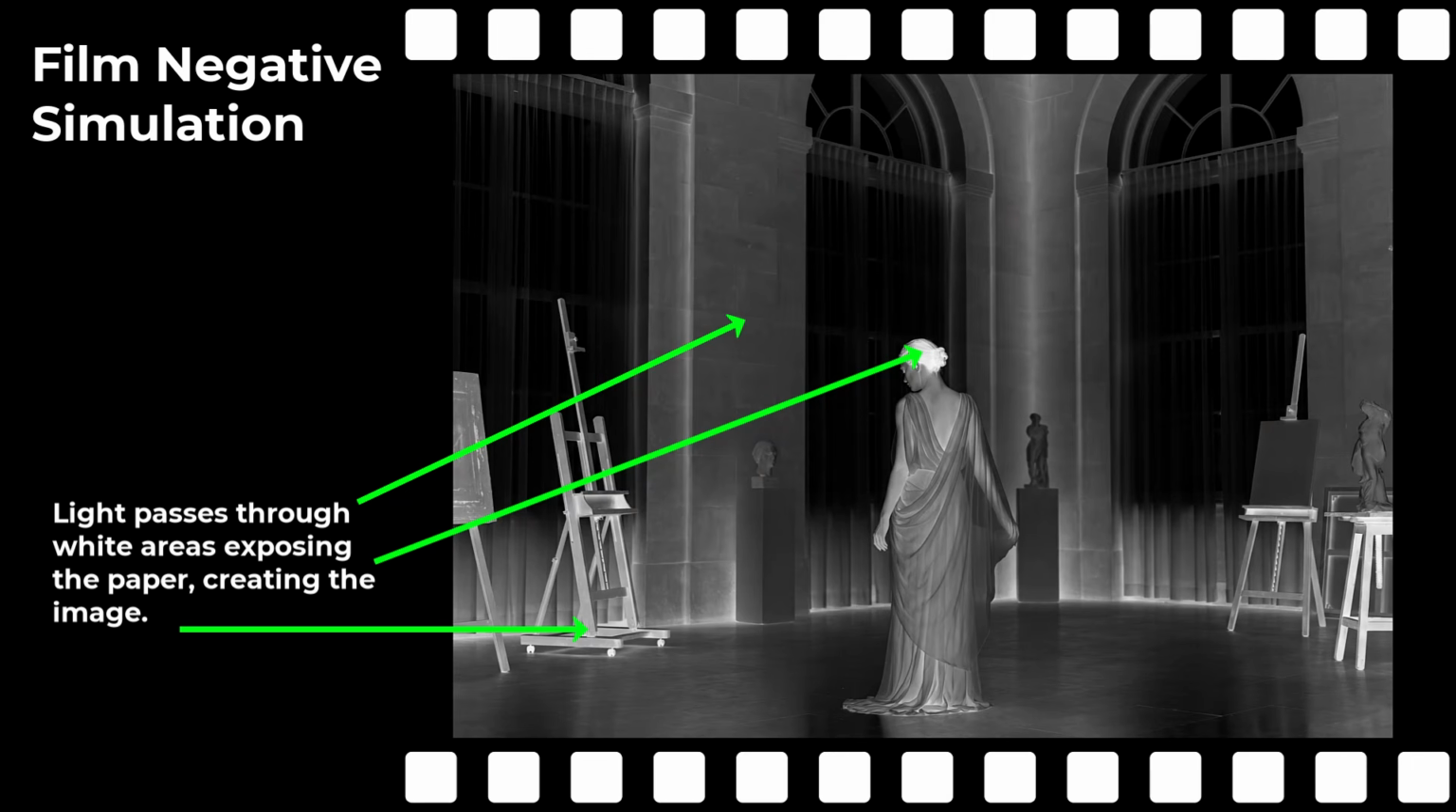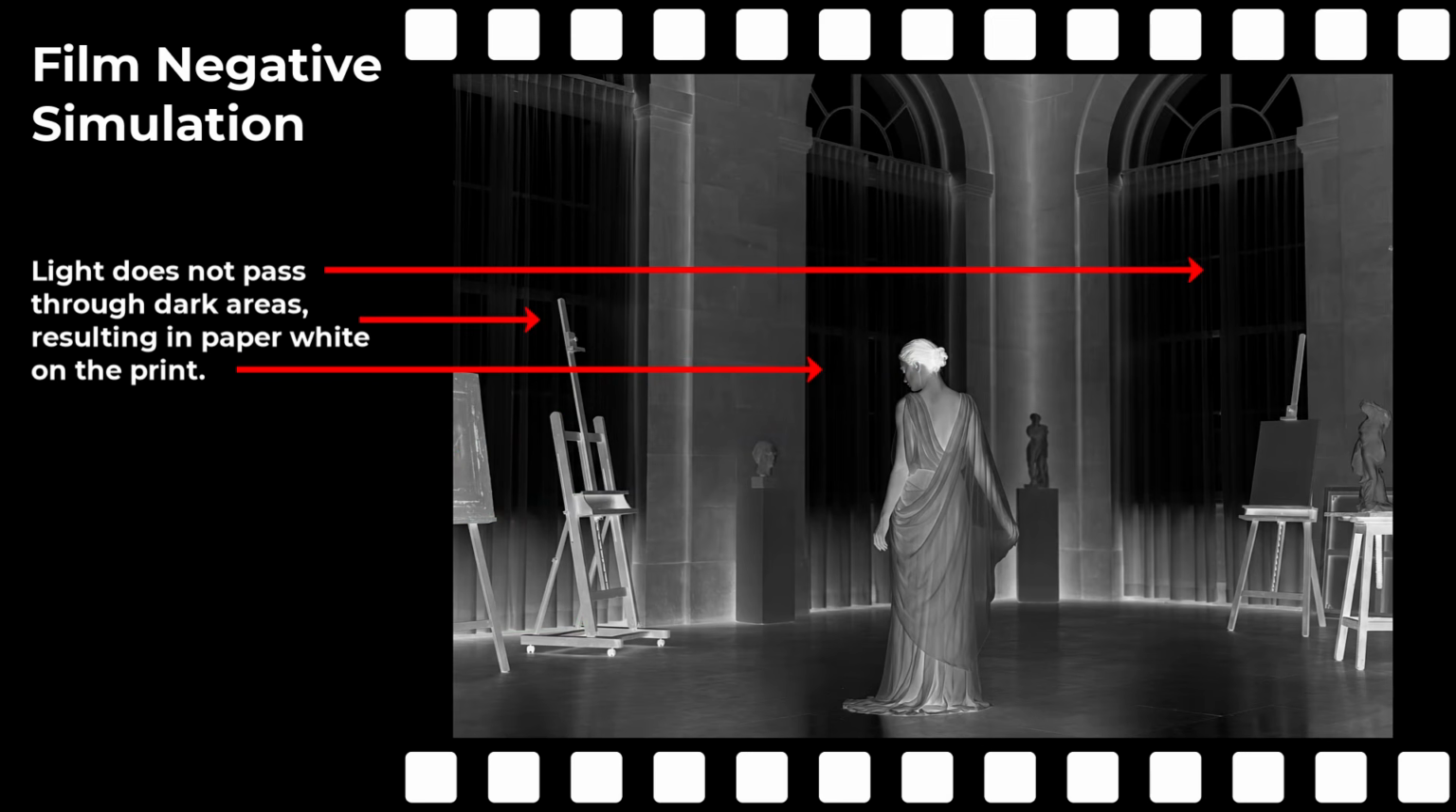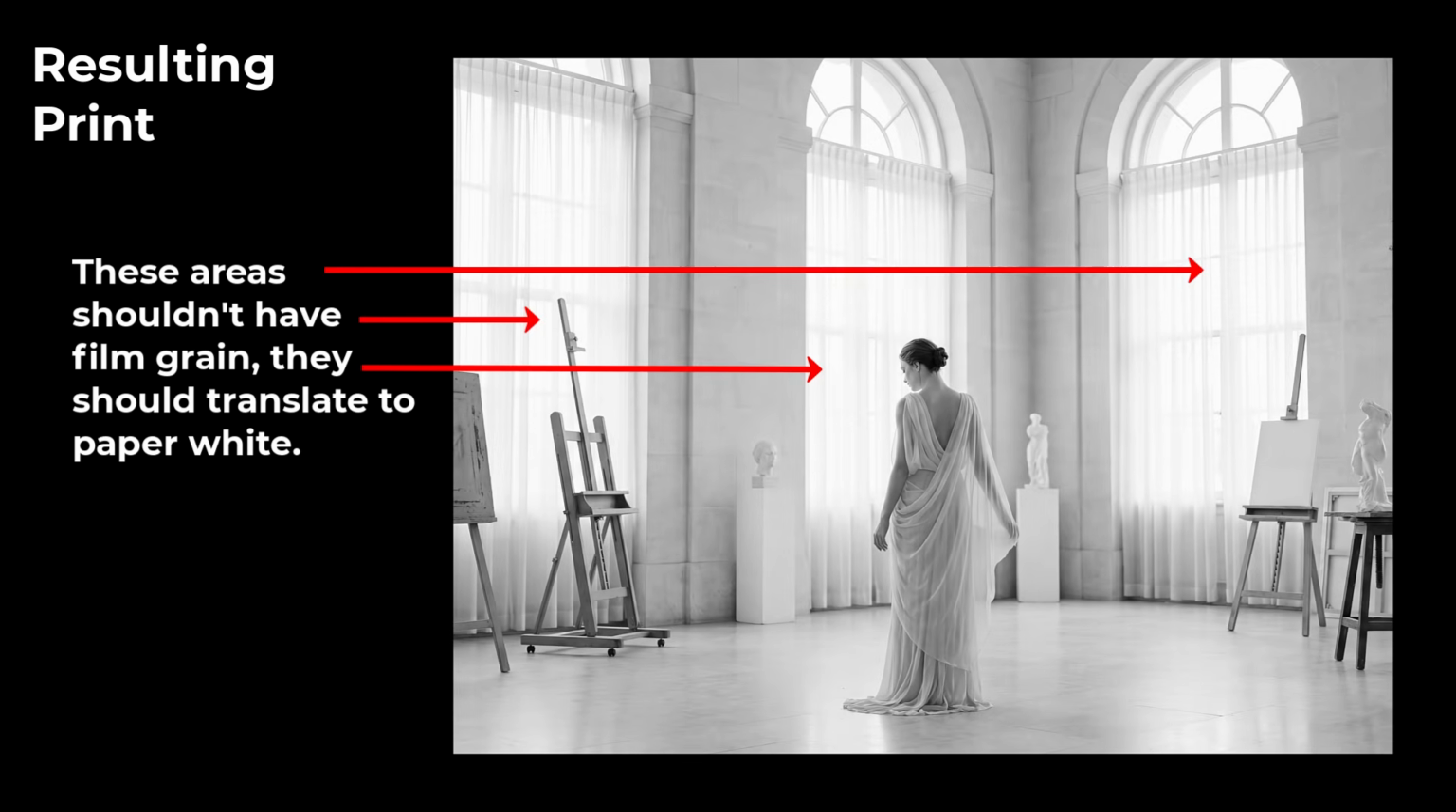So grain actually lived in the emulsion, not in the paper. When a negative was printed in the darkroom, light would pass through the film negative, or the emulsion on the film. If that area was black on the piece of film, it would translate to white on the piece of paper. Therefore, as the light would pass through the film, anything that was clear would then be processed onto the piece of paper, but anything that was black would not. So essentially, anything black on the negative would show paper white and not film grain. So grain is most pronounced in the midtones and the shadows, and it naturally just kind of falls off as you move towards the highlights.